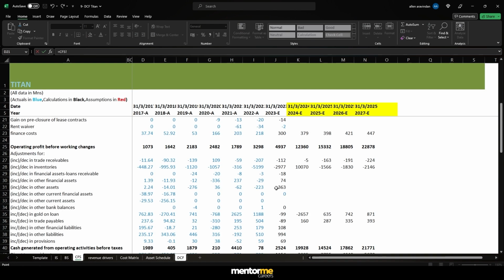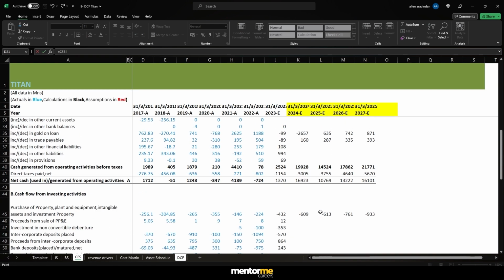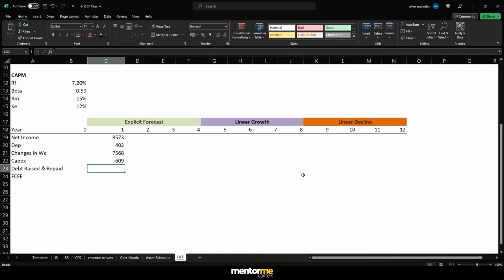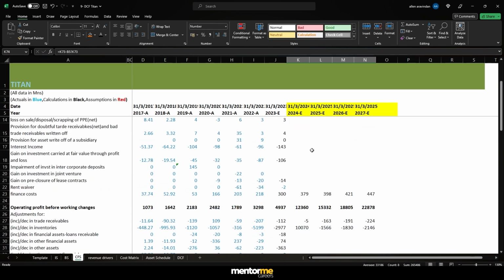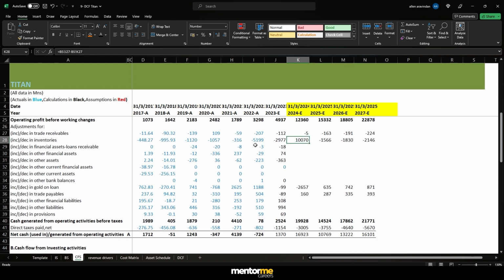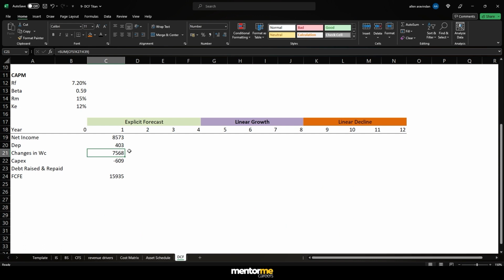Capex, again from the cash flow statement. And we don't really have any debt raised and repaid, so I'm going to sum this up. Just to check this again, changes in working capital, we'll cross-check it in FY24. So that's inventory. This is our basic working capital account, 7568. So the value seems to be matching.